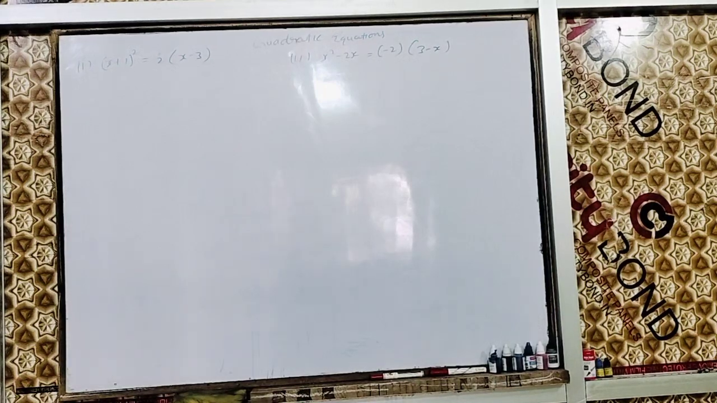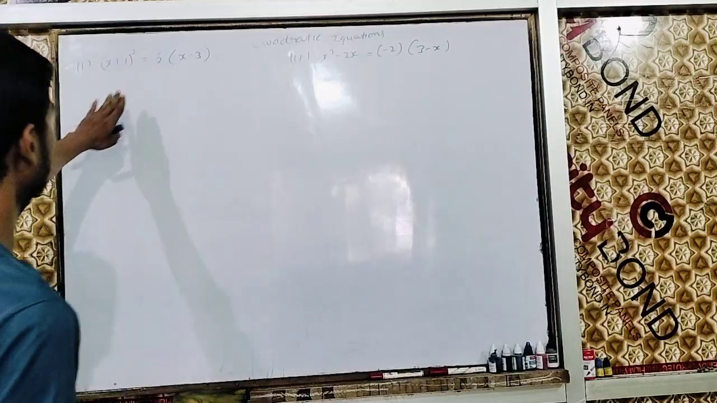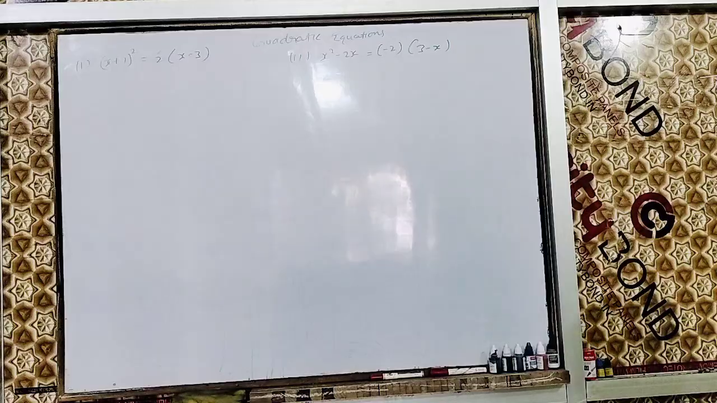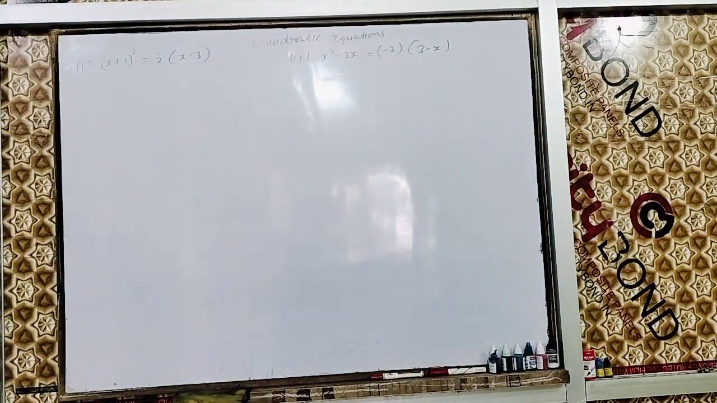You have to tell whether this given equation is a quadratic equation or not. How to check? How to say that it is a quadratic equation, and how to say that it is not a quadratic equation?